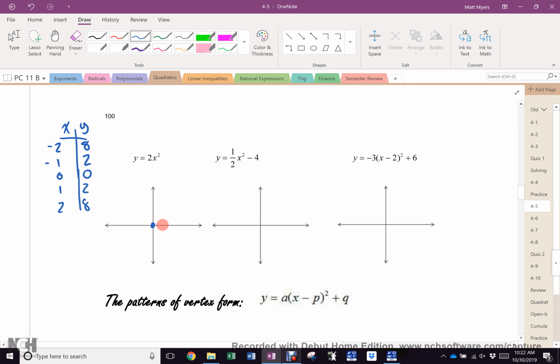Over 1. How far up now? 2. Over 1 up 2. Over 2 up how far? 8. How far should it have been? 4. But now we're going up 8. When we went over 1, we should go up 1, but now we're going up 2. What's the pattern? What does that number do? Multiplies the vertical, right?